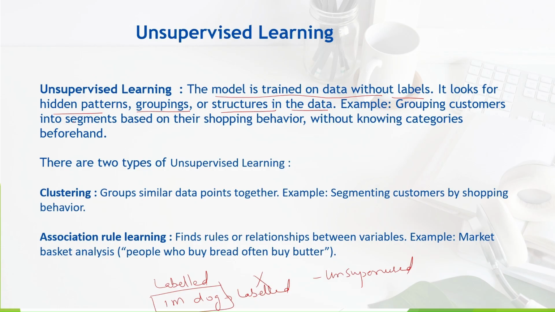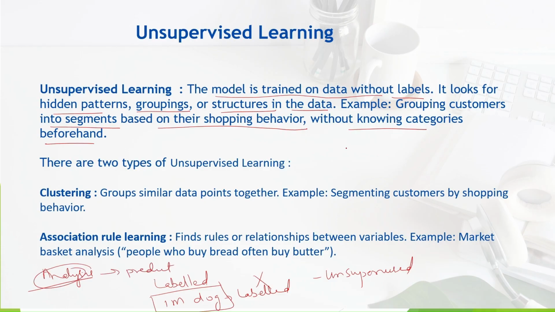Example, grouping customers into segments based on their shopping behavior without knowing categories beforehand. What happens in unsupervised learning is it will just take the data and it will do its own analysis and read the pattern from that data and then predict the outcome.